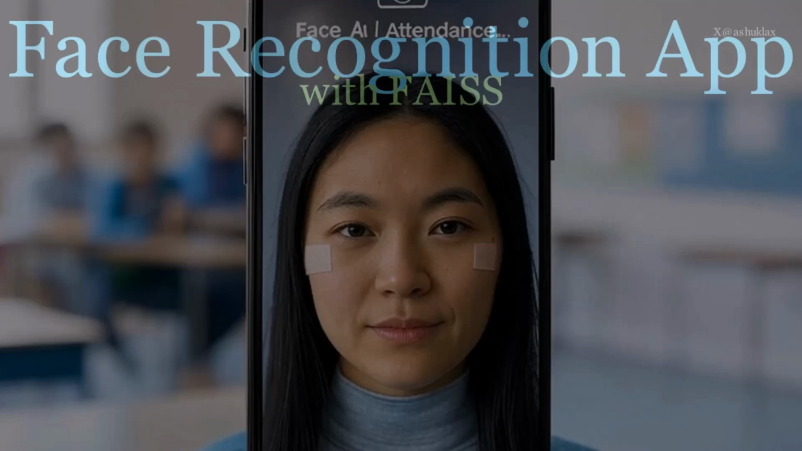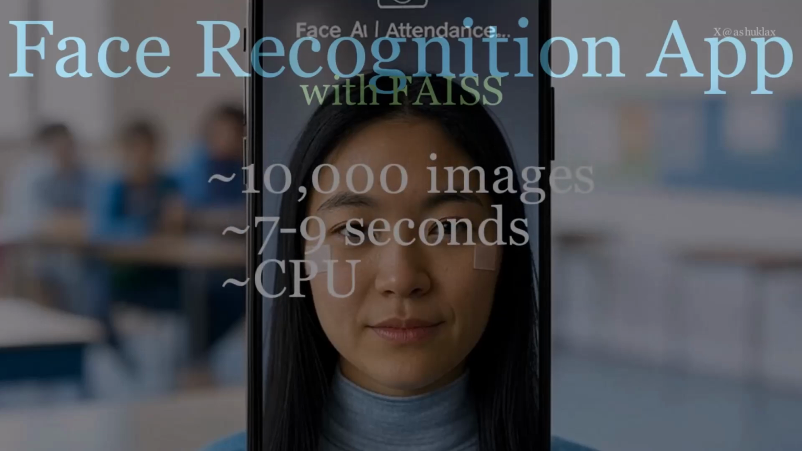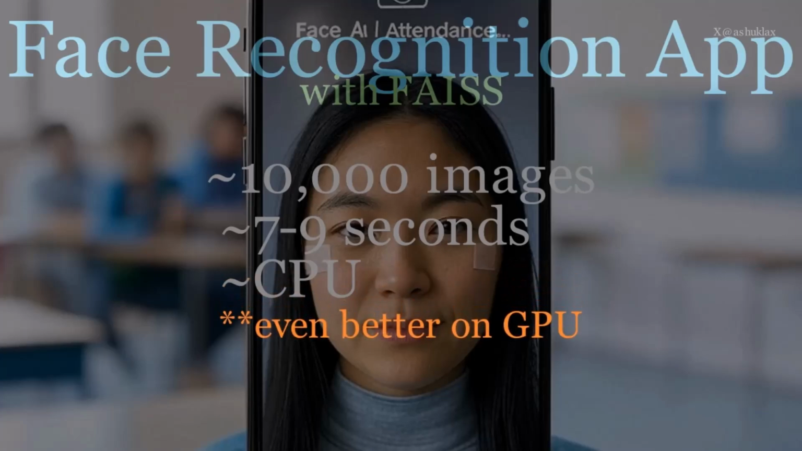This AI app can search through about 10,000 images with a response time of 7 to 10 seconds on a CPU, and it performs even better on a GPU.